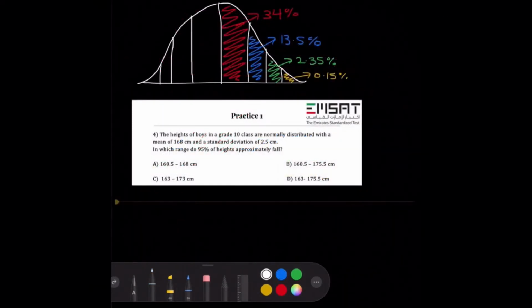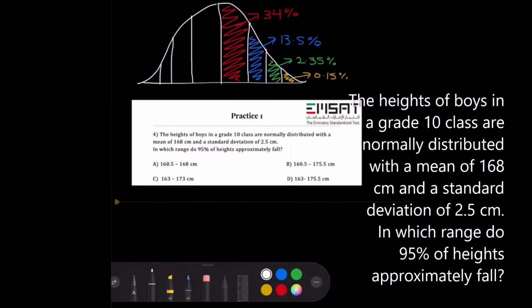Using the graph that I have just explained and drawn, we're going to apply it to an actual EmSAT question. Here, the heights of boys in a grade 10 class are normally distributed. Watch out for the words normally distributed. With a mean, so write it down, mean of 168 centimeters and a standard deviation of 2.5 centimeters.